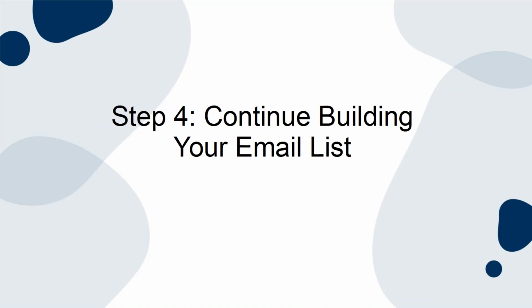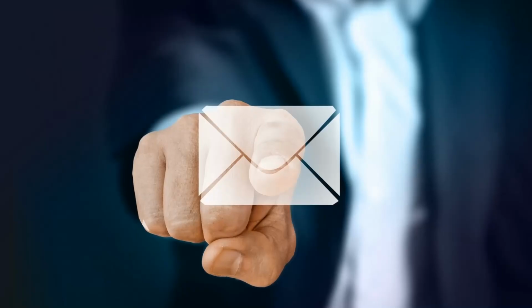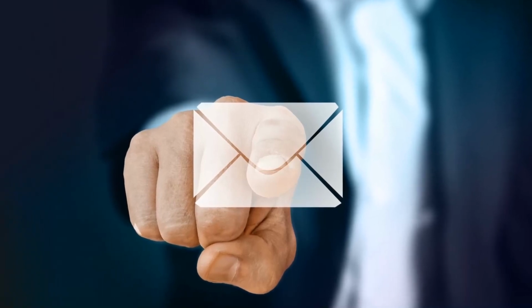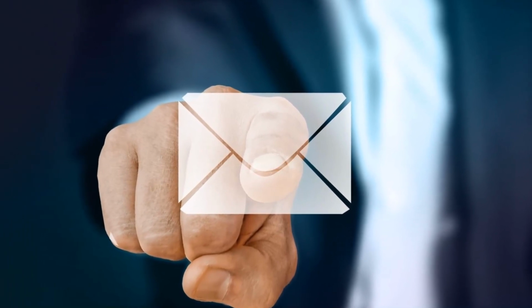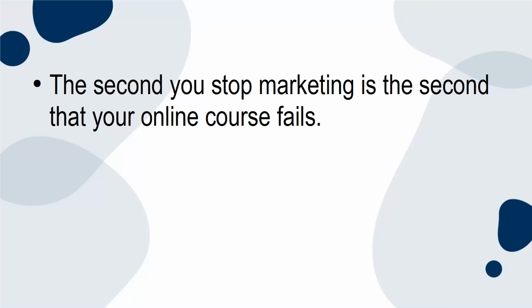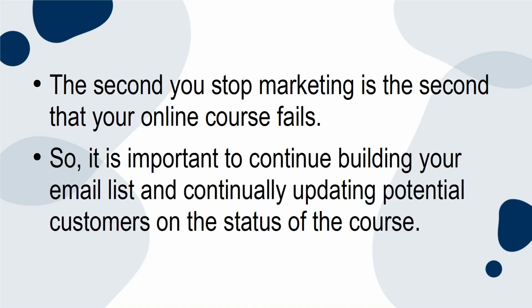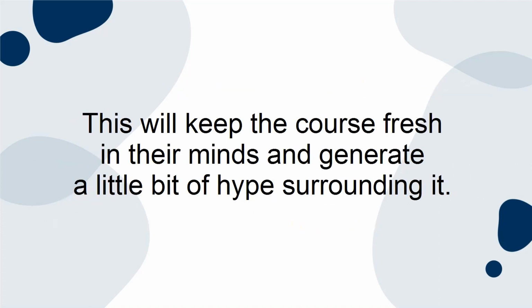Step 4. Continue building your email list. Once you have confirmed that there is enough interest in your course topic, you should continue building your email list and marketing on other platforms. The second you stop marketing is the second that your online course fails. So it is important to continue building your email list and continually updating potential customers on the status of the course. This will keep the course fresh in their minds and generate a little bit of hype surrounding it.